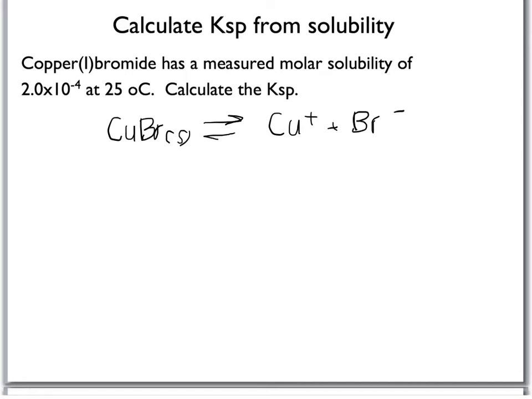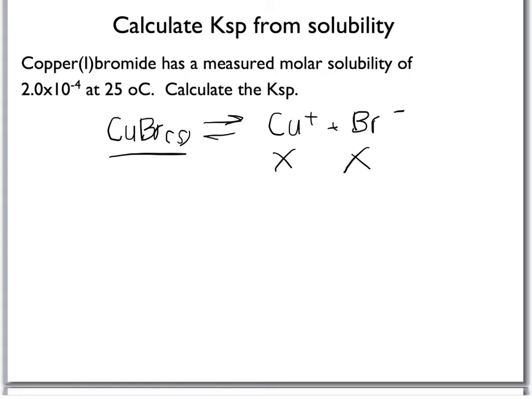and Br negative. If we want to do our RICE table, we can, but it's a little bit simpler because this solid right here won't be in the equilibrium expression. If we're starting off with a certain amount of copper bromide, initially we have no copper ions and no bromide ions, but as the reaction occurs, we will have a certain number of X ions in solution.